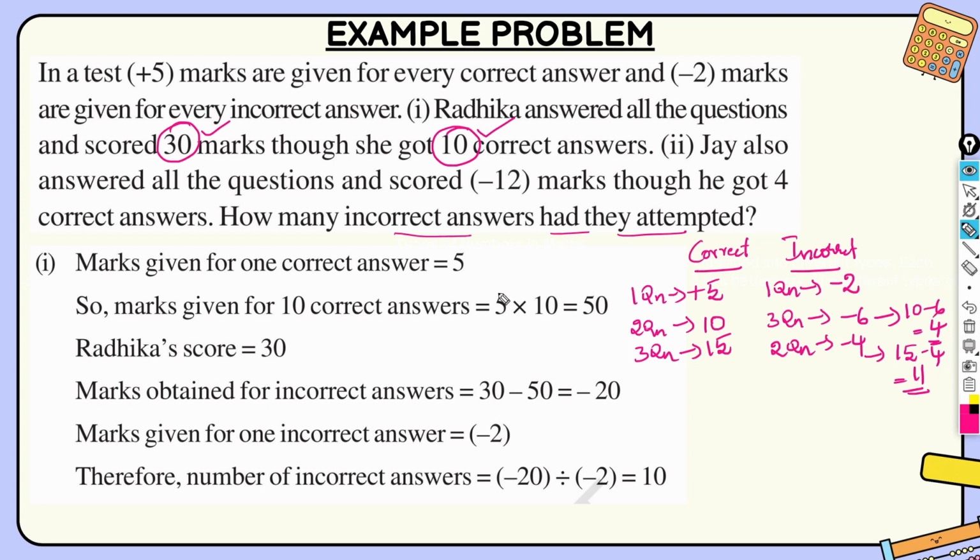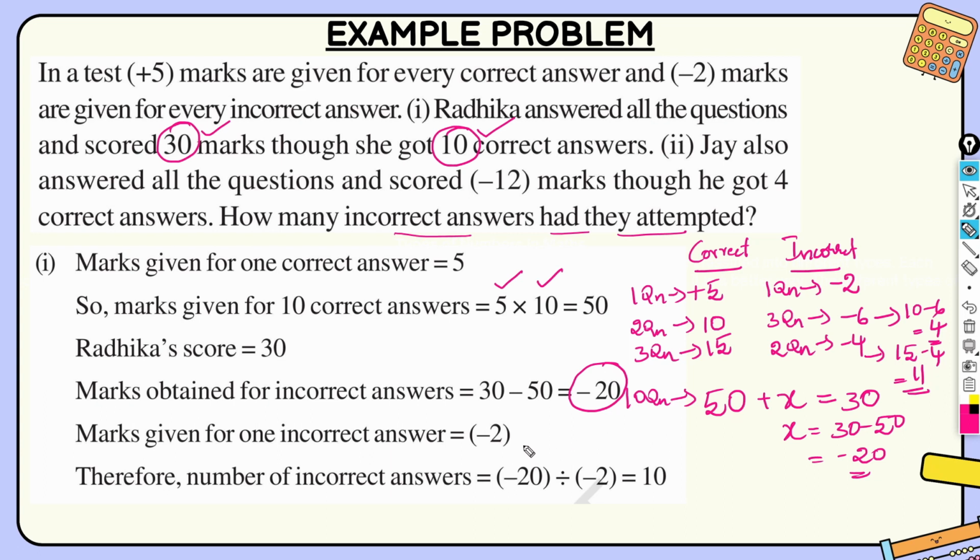So the marks for Radhika's 10 correct answers is 5 into 10, because for one correct answer it is 5. So for 10 correct answers, 5 into 10 is 50. Whereas let us take the marks for incorrect answers as x. Now the net marks of Radhika is 30. Marks for incorrect answers will be x, which is equal to 30 minus 50. That is equal to minus 20. So these are the marks for incorrect answers.